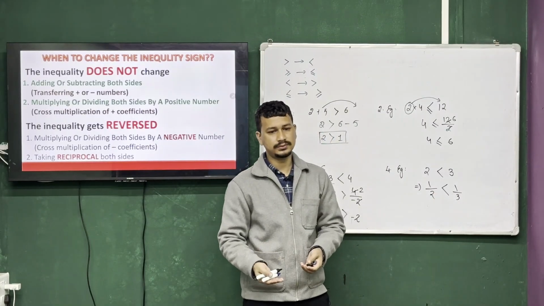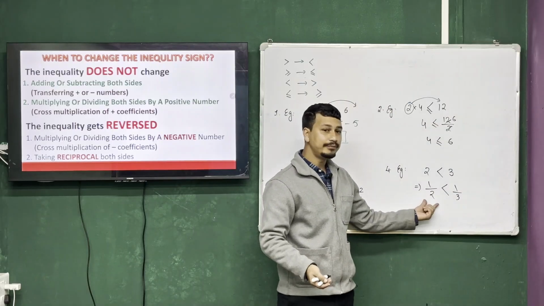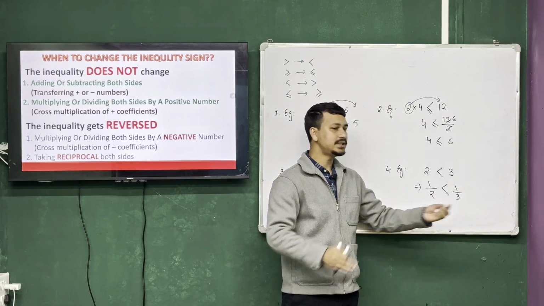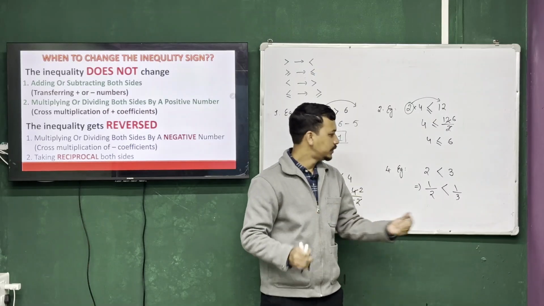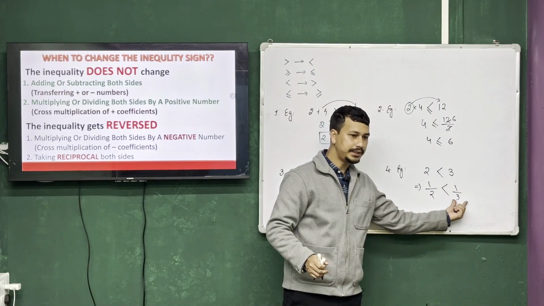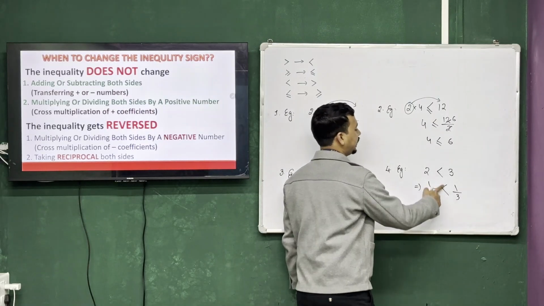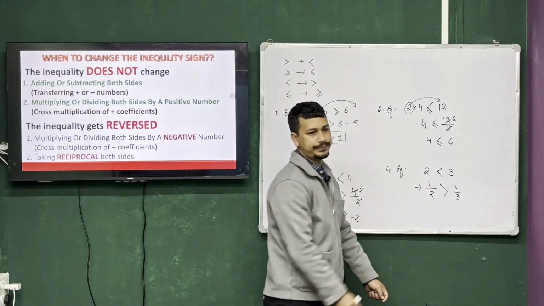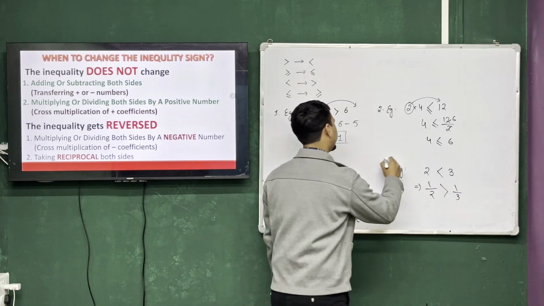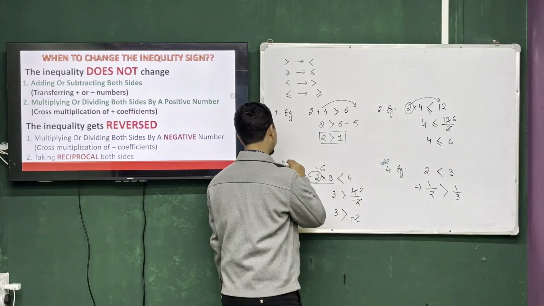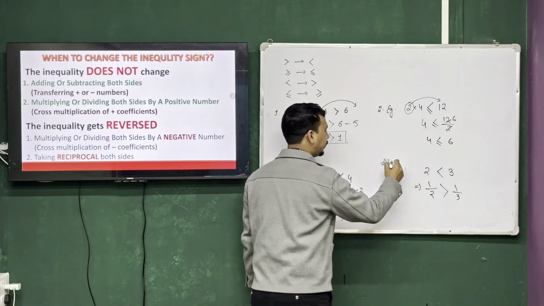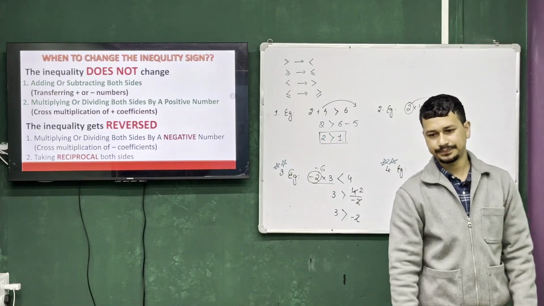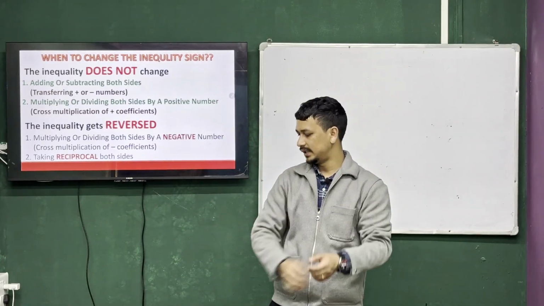Now, is that true? No. Half means 1 piece into 2 parts, and 1/3 means 1 piece into 3 parts. So obviously this has to be smaller. So in this case also we have to change the inequality sign. Alright. So basically number 4 and number 3 you have to remember, because students make mistakes here only. Alright. Okay. So now let's see the next part.